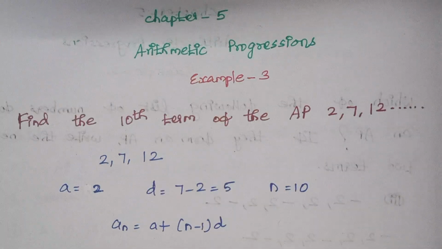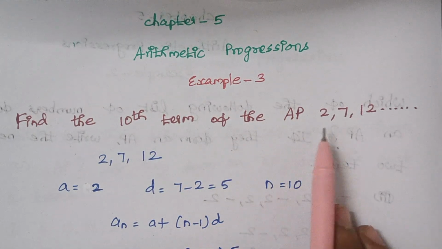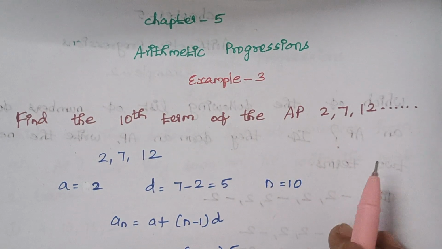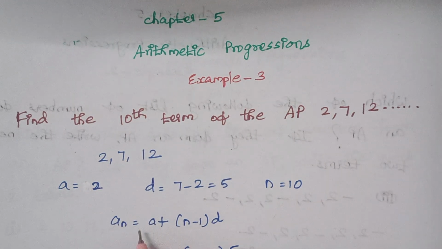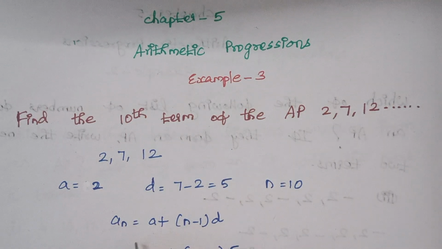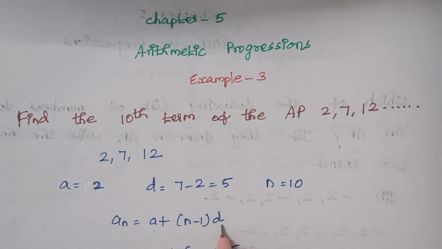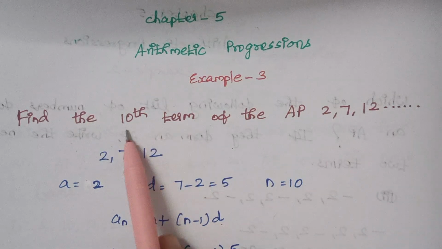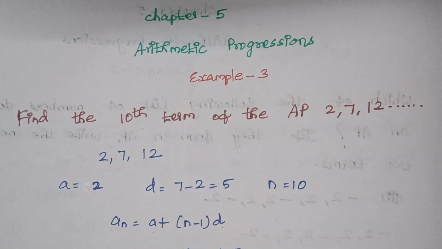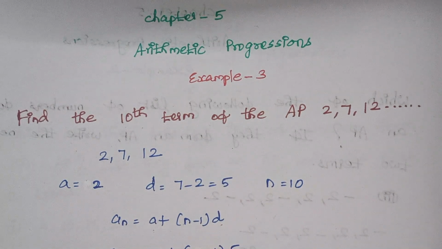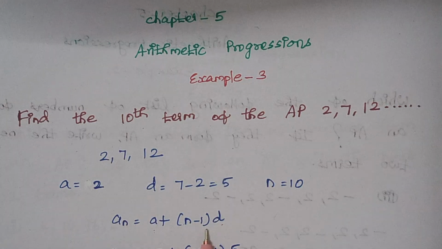Right. Now, example 3. Find the 10th term of the AP 2, 7, 12. So there is a formula to calculate specific terms, which is given by An is equal to a plus (n minus 1) into d. Here a stands for the first term, d is the difference, and n represents the term which is given in the problem. Here the value of n is 10, so just substitute it: A10 is equal to a plus (10 minus 1) into d.